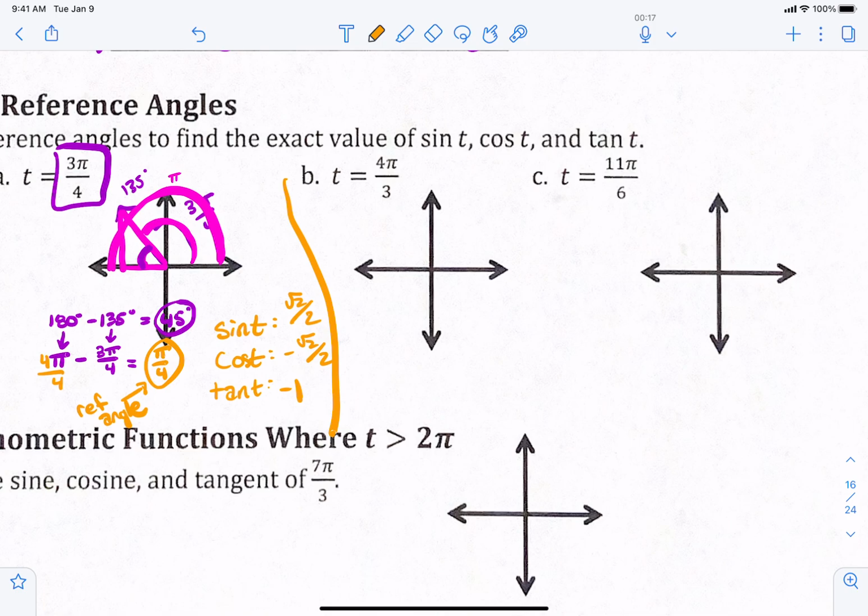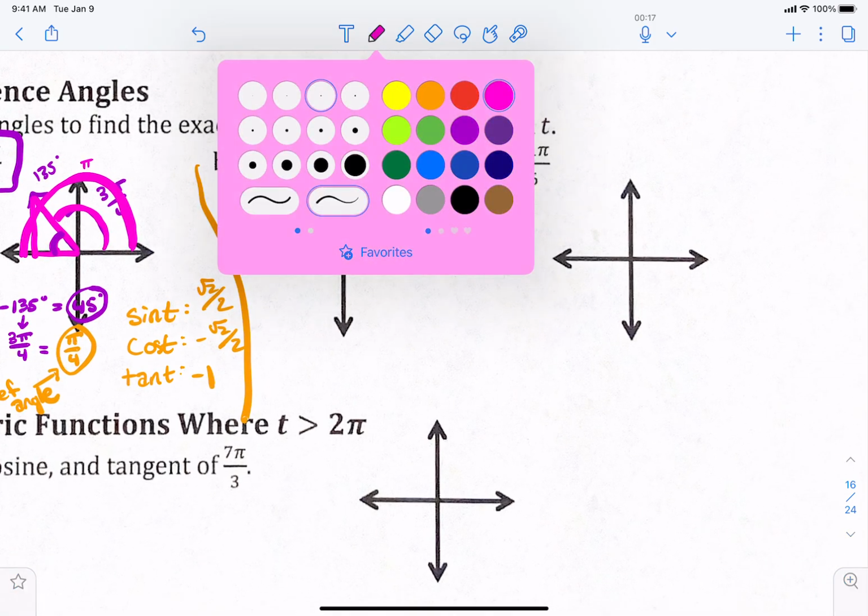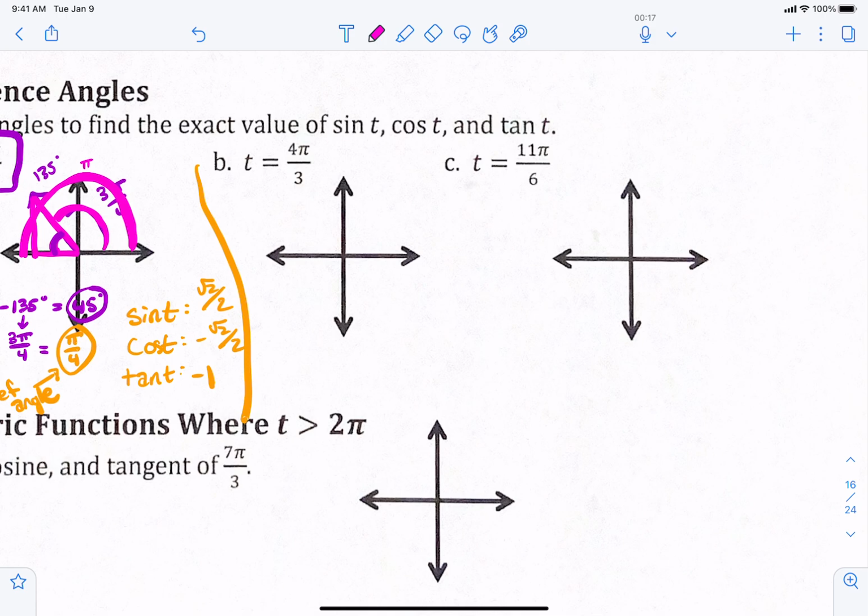Ready for 4 pi over 3? This is kind of gross. These next two, that's why I have 3 examples here, so that you can get warmed up as you go, okay? 4 pi over 3 is on your unit circle. What quadrant does it live in?